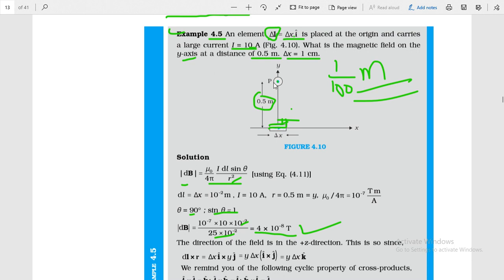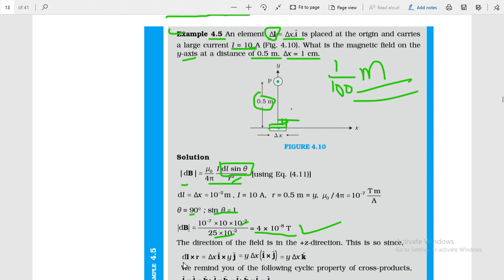Now since the magnetic field is a vector quantity, we must try to know about its direction. So let's check the direction of this magnetic field. If we write this equation in vector form, we will get dl cross r.